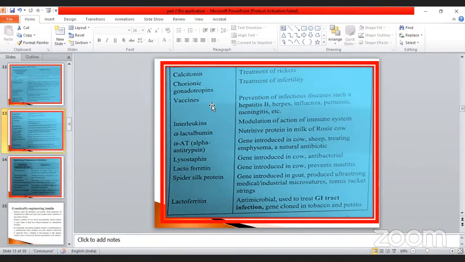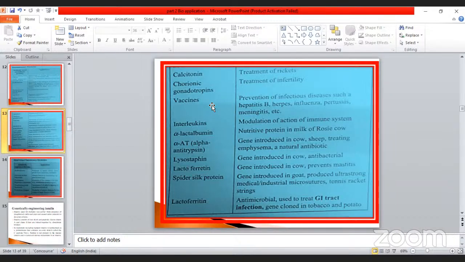And interleukin is also very important, just like interferon. Interleukin, interferon, don't forget, my dear. Modulation of action of the immune system. Both are interrelated. We already told interleukin and interferon. Interferon is an antiviral protein molecule produced in the laboratory. Likewise, interleukin is also one of the important proteins. It is also used for modulation of action of the immune system.